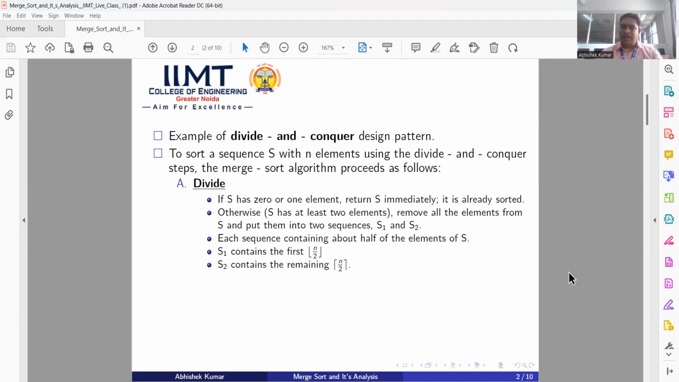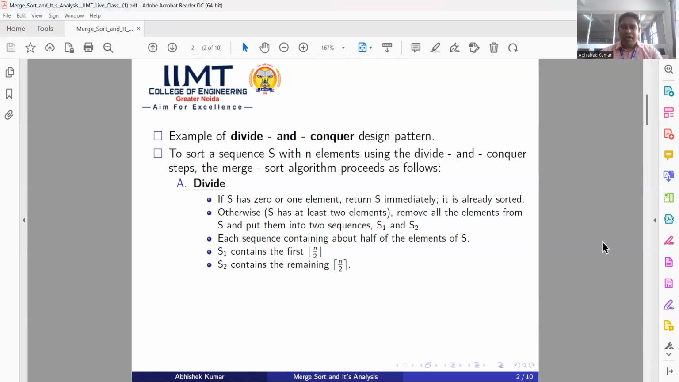First condition is that if a sequence has 0 elements or 1 element, that means either there is no element or only 1 element, in that case we are saying that the problem is smaller. That is the case where we have to stop our divide step.